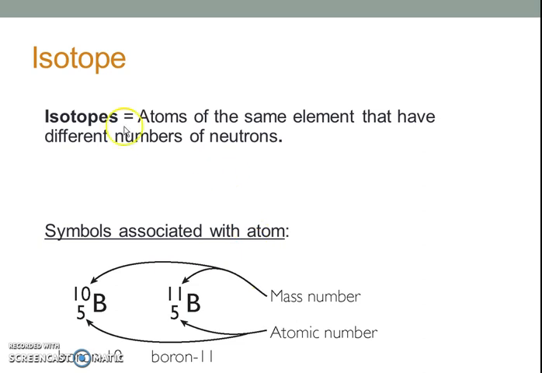So for example, down here with boron, you can see that the number of neutrons is going to be different based on the mass number given. However, that atomic number does not change because that atomic number still is used to identify the element.